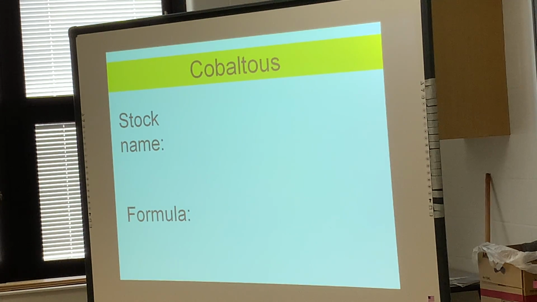Okay, two charges for cobalt. 2, 3. So which one is this one? Two. Remember, OUS is lower charge. 2.